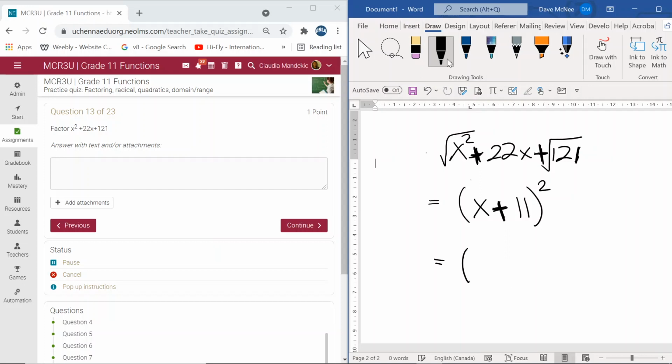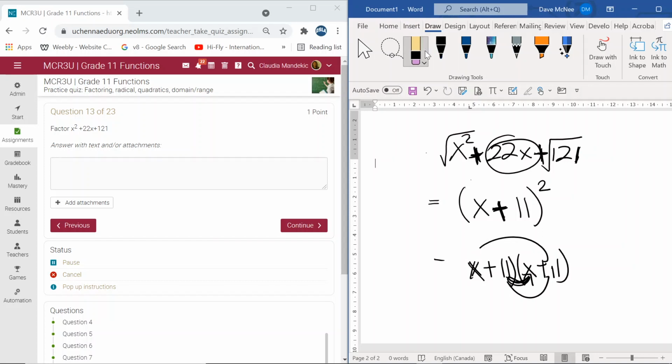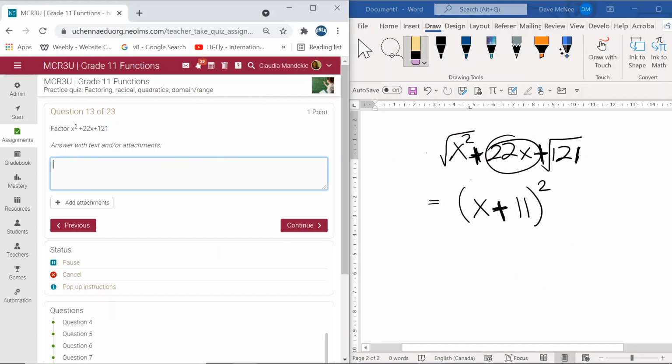You can see that this is true, because if I do x plus 11 times itself and I FOIL it, the middle term will be x times 11, and then again 11 times x, and that'll give me 22x, which is this middle term. So I can actually simplify this through recognizing that this is a perfect square trinomial. So I will go ahead and just write in my final answer and move on.